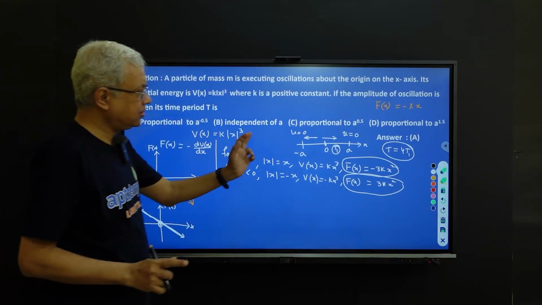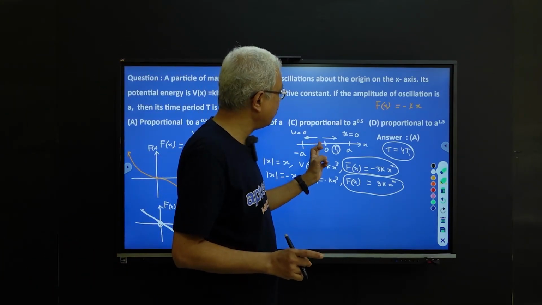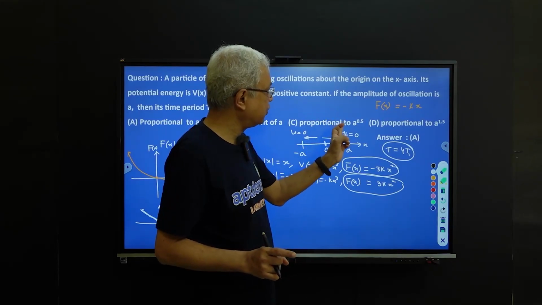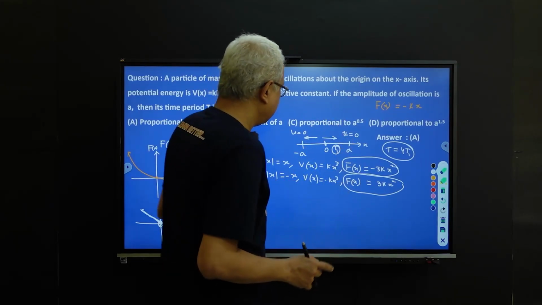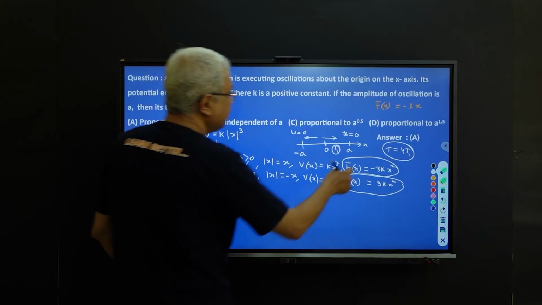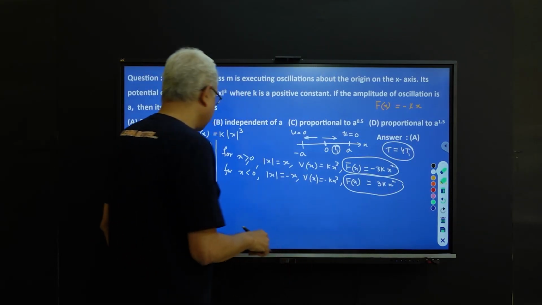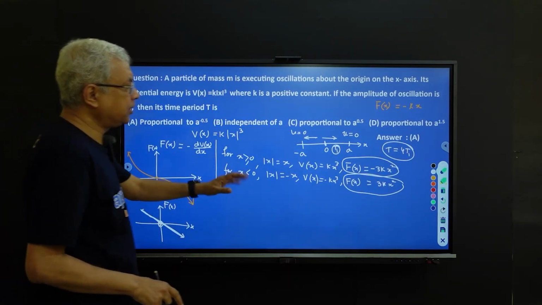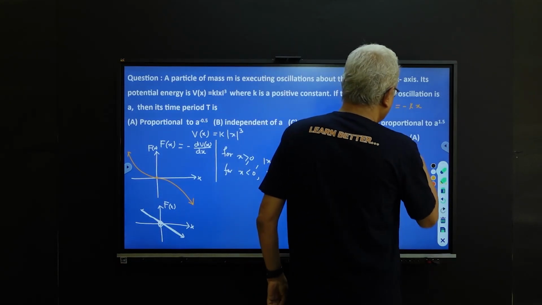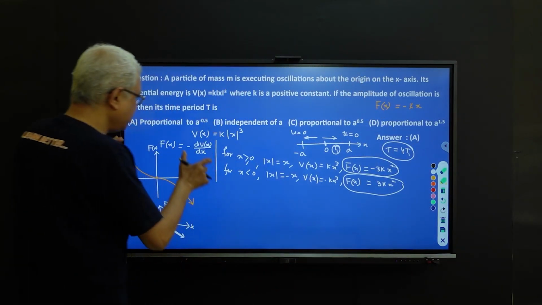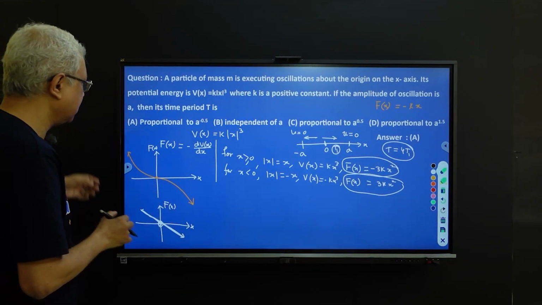T1 is the time the particle takes to move from x equal to 0 to x equal to plus A. Okay, and the period will become T equal to 4 times T1. Now our objective will be to find out T1. I am doing a rigorous calculation.